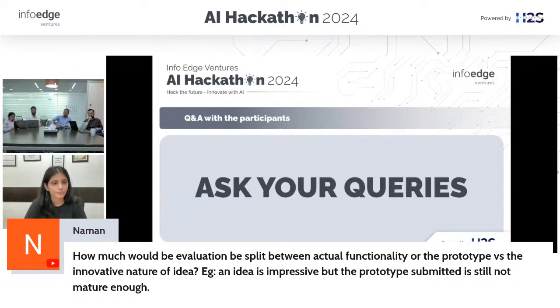Perhaps I can address this. Of course, the evaluation of a prototype will be a function of how complex the prototype should have been to be able to solve that problem. Sometimes you can put together a prototype in 2 days to demonstrate that this will solve the problem. Sometimes the product itself might be so complex that it is very difficult to put together a prototype. So we'll take a call accordingly, right?